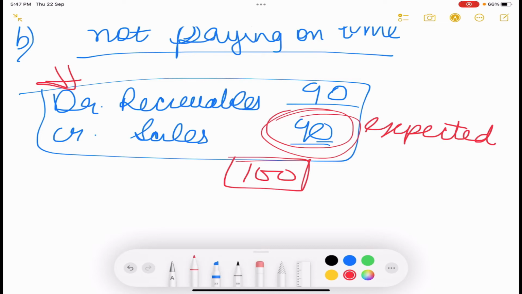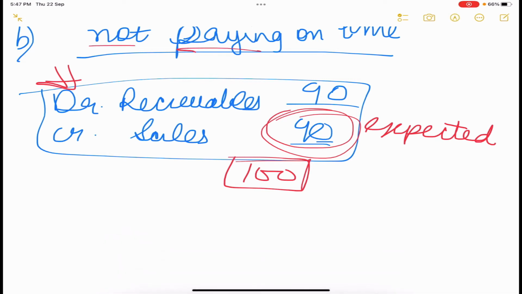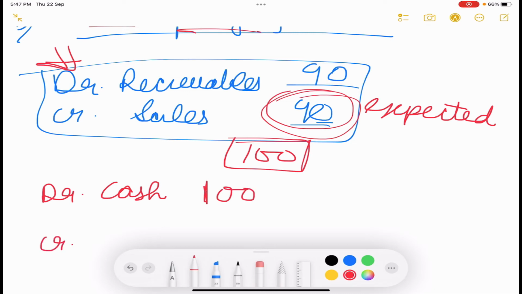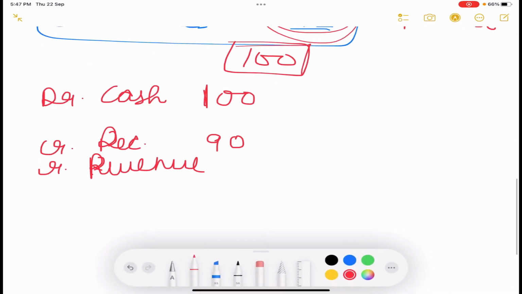So now tell me what happens when they are not paying on time. In this situation, we will be taking 100 cash from them, right? And we are going to credit receivables 90. So we are closing the account of receivables, which is 90, and we will be receiving revenue of how much? Of $10.